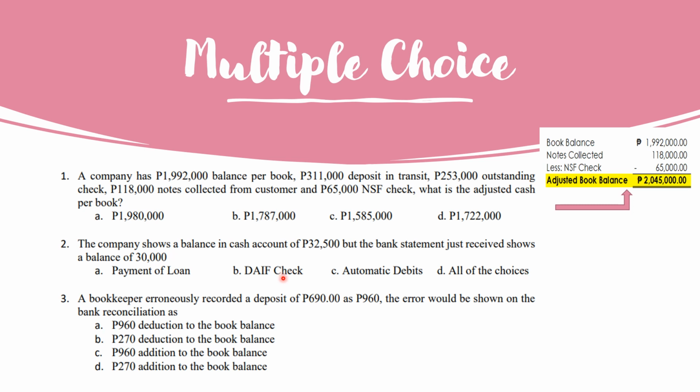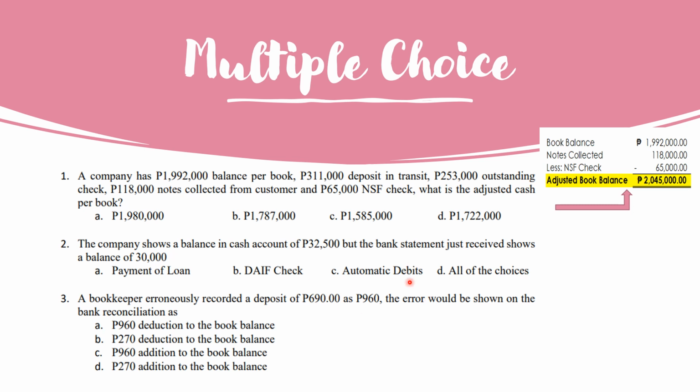Letter B, so we have insufficient check, diba? NSF check. So, ibig sabihin, si book na-record niya na yung collection from the client. Pero si bank, ni-return niya yung cheque dahil walang pondo. So, it's also a reason kung bakit hindi balanse yung dalawa. Right? So, letter B is also a possible reason why the 2,500 difference.